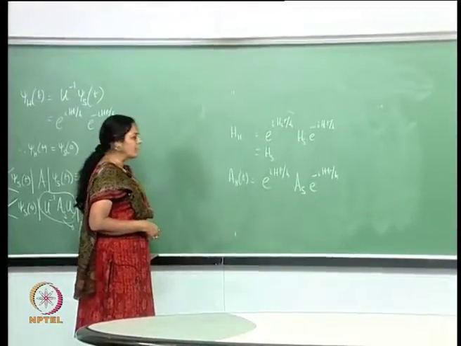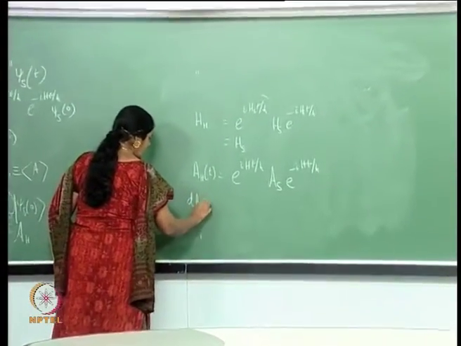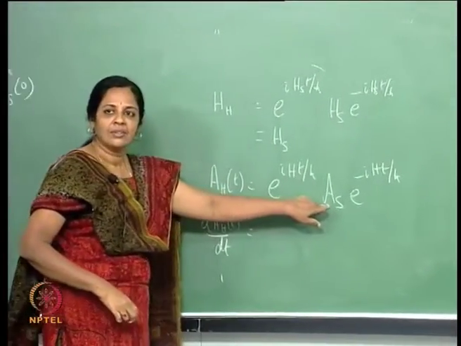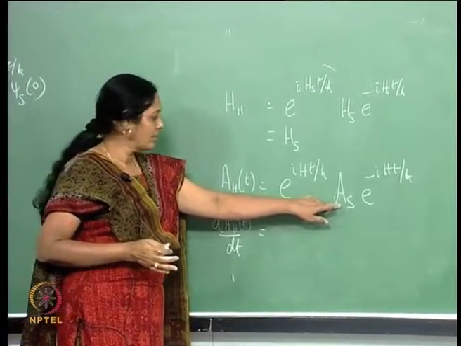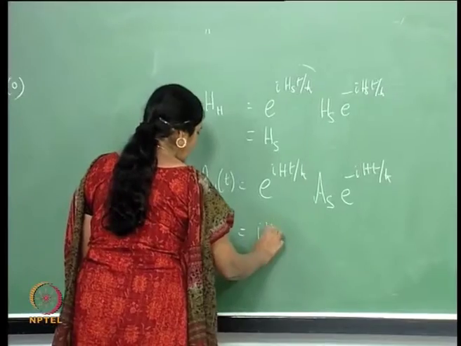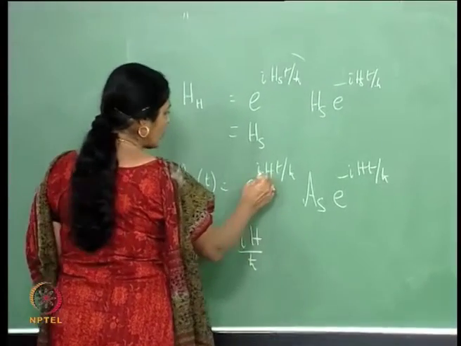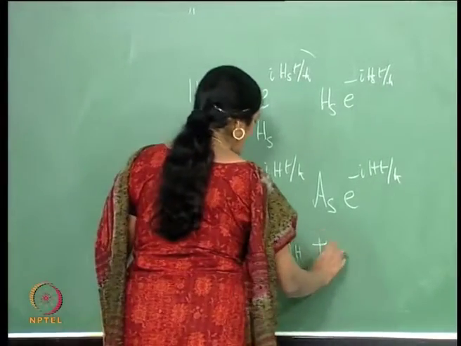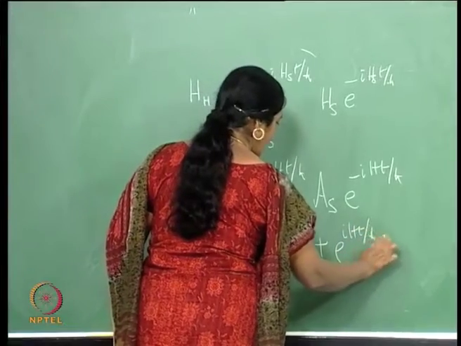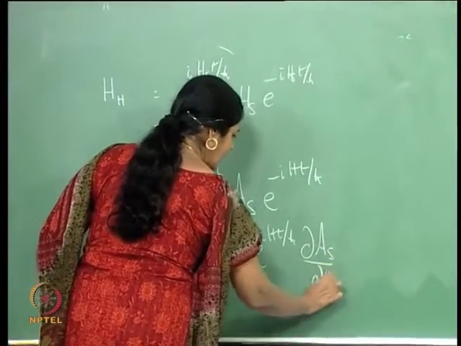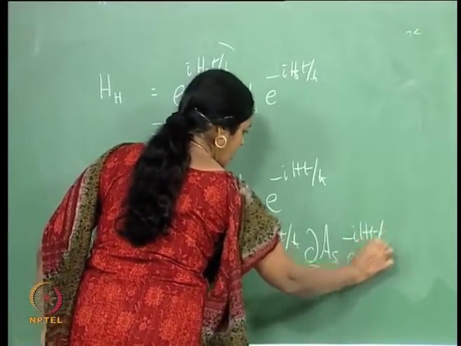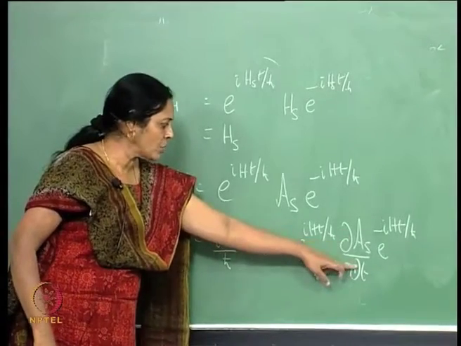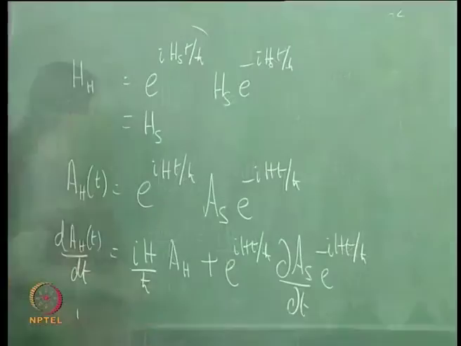So, let us get an evolution equation for A H. So, dA H of t by dt, this can only have explicit time dependence if at all. So, in the differentiation I have an i H by h cross e to the i H t by h cross A e to the minus i H t, which is A H, plus e to the i H t by h cross, delta A S by delta t, e to the minus i H t by h cross. This differentiation is non-zero if A S has explicit time dependence.